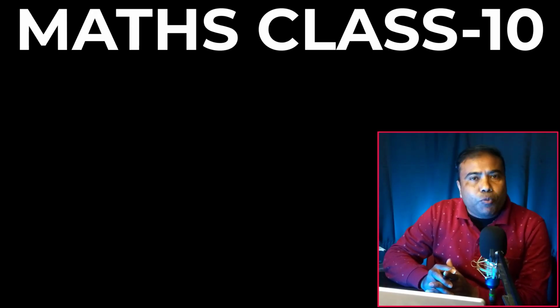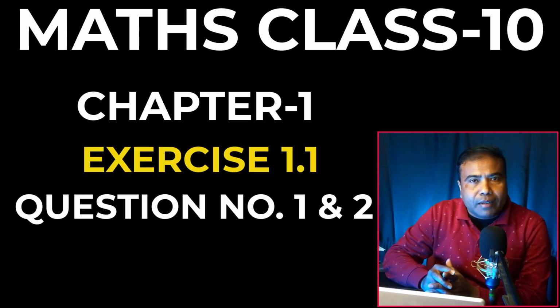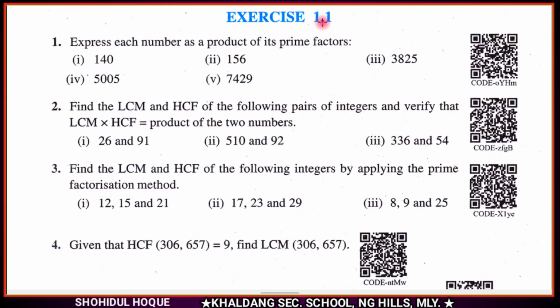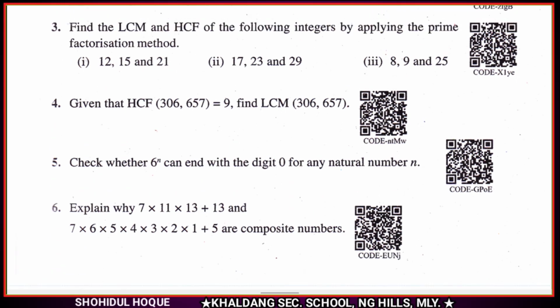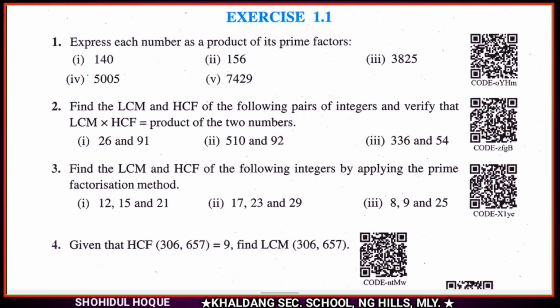Mathematics Class 10, New Book, Chapter 1, Exercise 1.1, Question number 1 and 2. In this exercise, a total of 7 problems are there, out of which 6 problems are given in this page, and another one is given in the next page. Today we shall solve question number 1 and 2 from Exercise 1.1. Question number 1 has 5 parts and question number 2 has 3 parts. So we shall solve one by one.